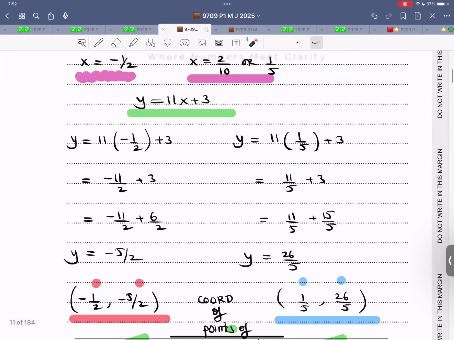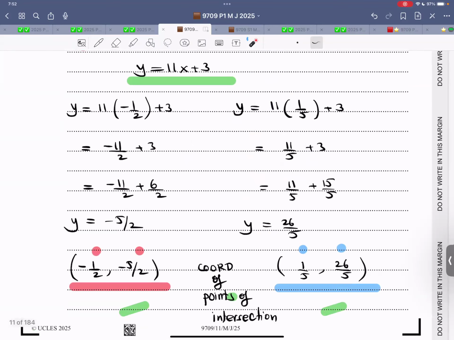Expect the unexpected. Life is not fair. Life is not just about integers. Fractions are part of life. So the X coordinate, the Y coordinate, the X coordinate, the Y coordinate: coordinates, both X and Y.